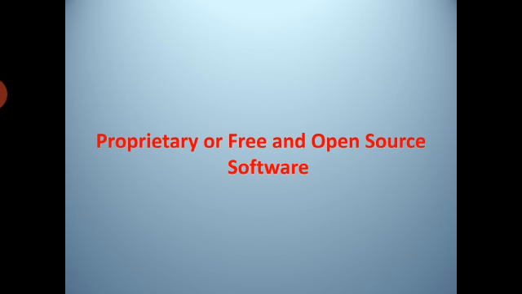Now, next topic is proprietary or free and open source software. Now, students, let me introduce you to free and open source software. Developers of some software allow the public to freely use their software along with source code with an aim to improve it further with each other's help. Such software is known as free and open source software. For example, Python, OpenOffice, Mozilla Firefox are examples of free and open source software.